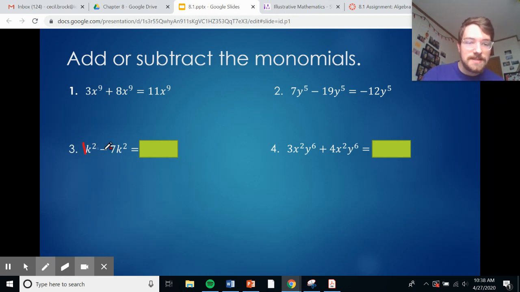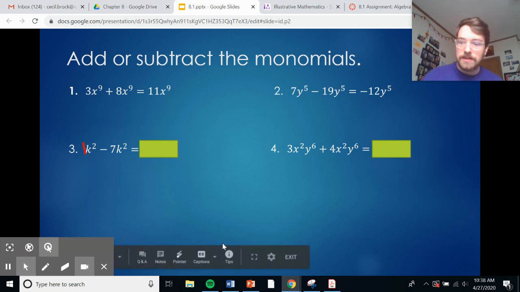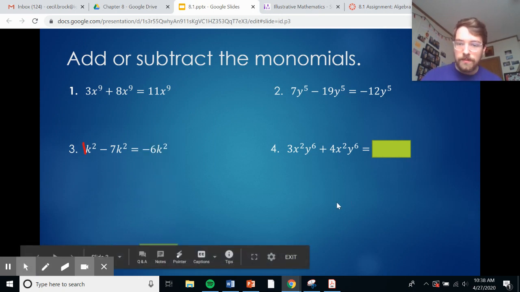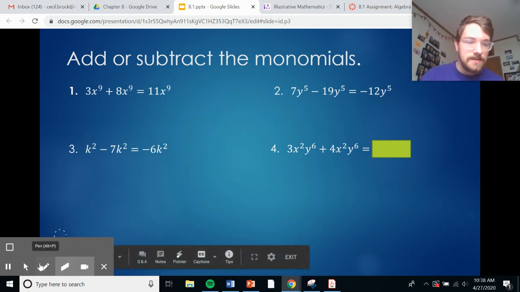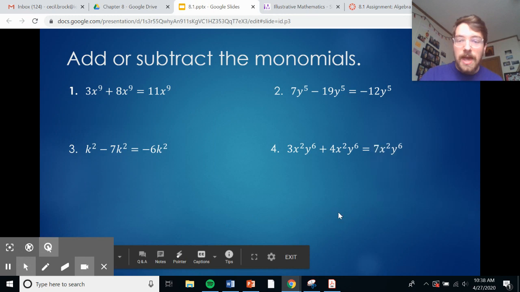So they both have k to the second power, so I can subtract those numbers in the front. I'm just doing 1 minus 7, which should give you, let's see if I can work this out, negative 6 with that k to the second on top. Just erase this.